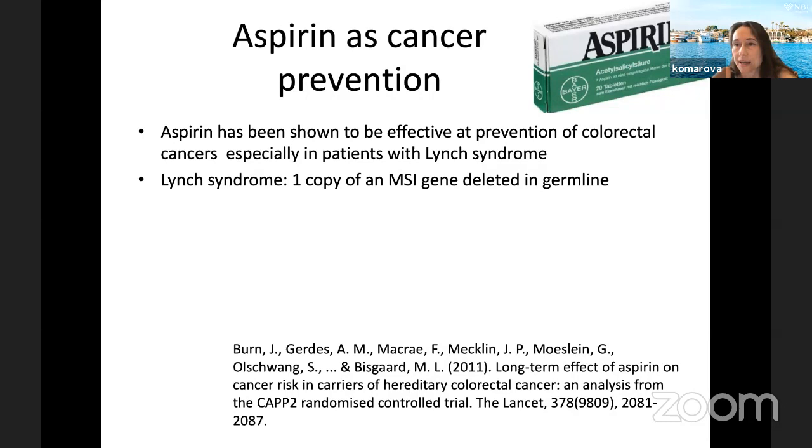So in the experiment that they conducted, they gave little baby aspirin tablets to one group of Lynch syndrome patients, and there was a control group, and they traced for several years the development of cancer in these patients. And they found that aspirin actually helps, right? The fraction of people who developed cancer in this group was smaller, okay? So it significantly helps.